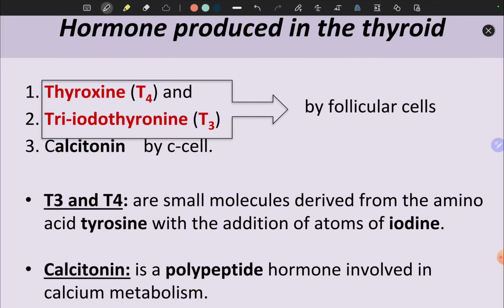They are small molecules. They come from tyrosine, an amino acid. We have two types of amino acids: essential and non-essential. This one is non-essential. We have tyrosine, and by tyrosine and iodine, thyroid hormone is produced. Why is it important for you to know how thyroid hormone is produced? Because by this you know what will happen to the thyroid if there is iodine deficiency. So we need iodine and tyrosine in order to make thyroid hormone.